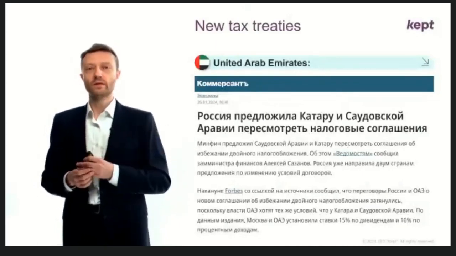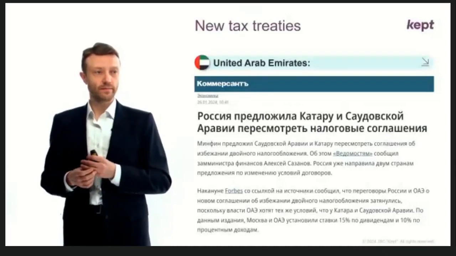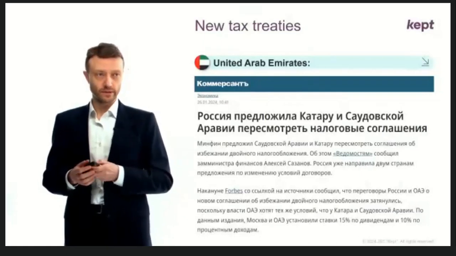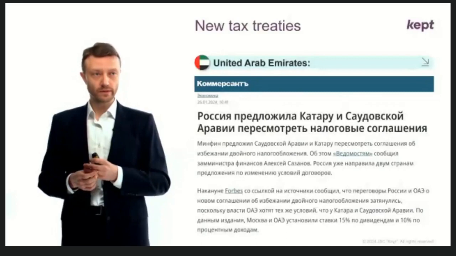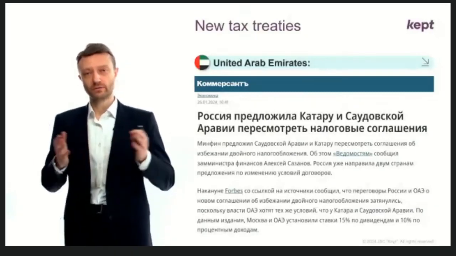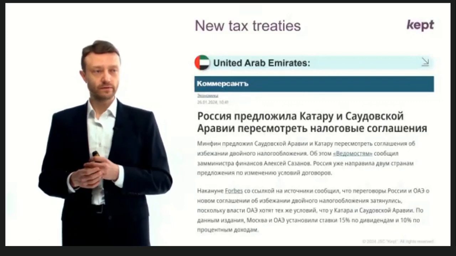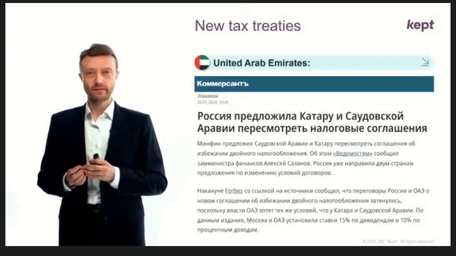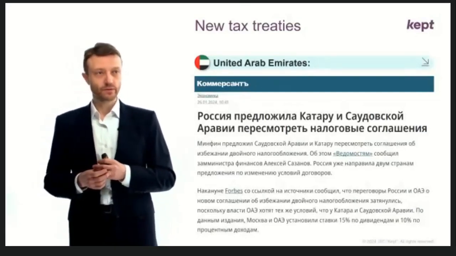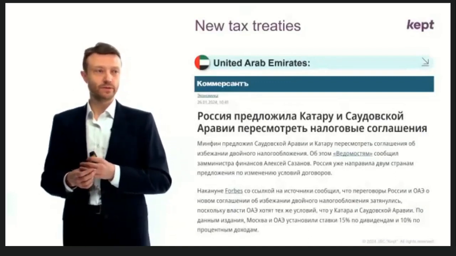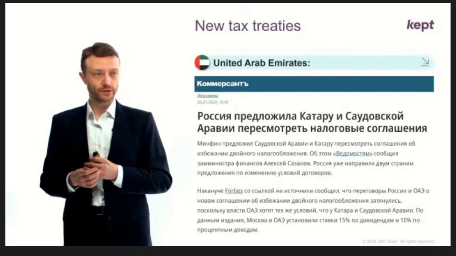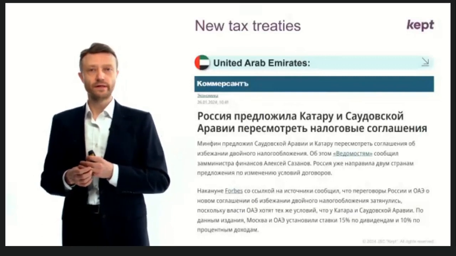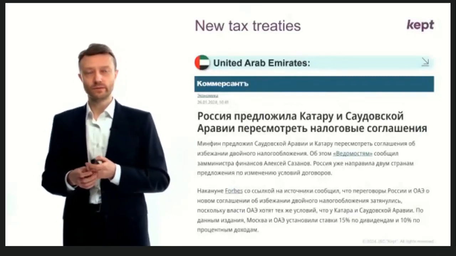And this is the news from the Russian newspaper Kommersant, where it is said that Russia has proposed Qatar and Saudi Arabia to renegotiate double tax treaties, probably in order to increase withholding tax rates there, so they are not benchmarked. They're not used as a reference for concluding a double tax treaty with the UAE. We'll see. Many hope that this year the treaty will be signed, but as it seems, it will depend on developments of negotiations with other countries, and it will not be surprising if we do not see the treaty with UAE signed this year. But yeah, it is what it is. We'll have to wait and see.